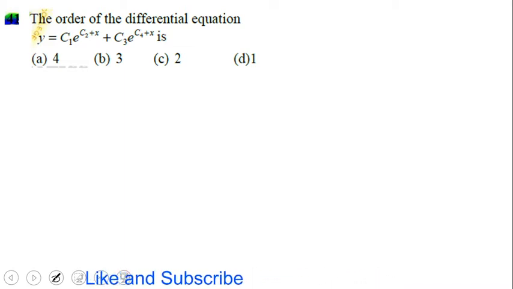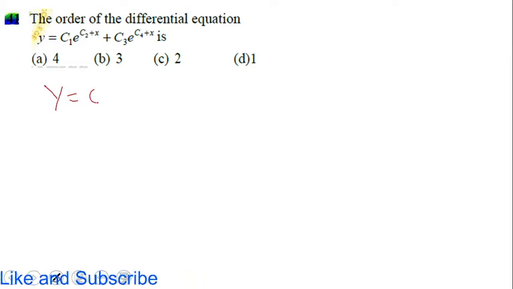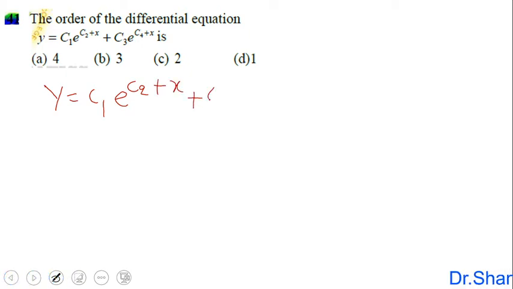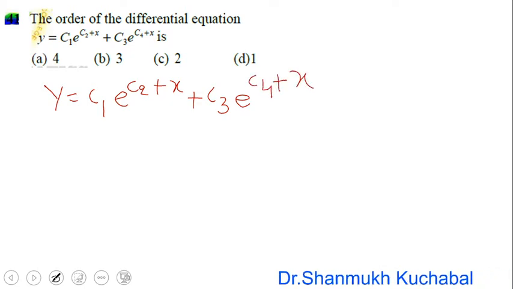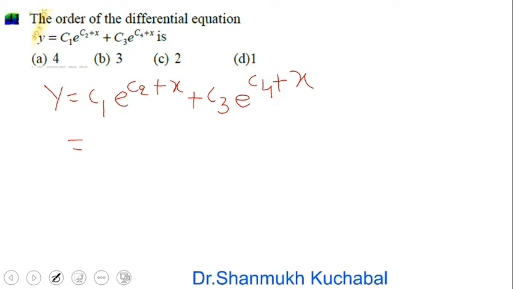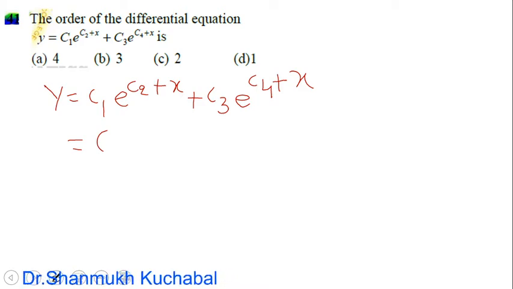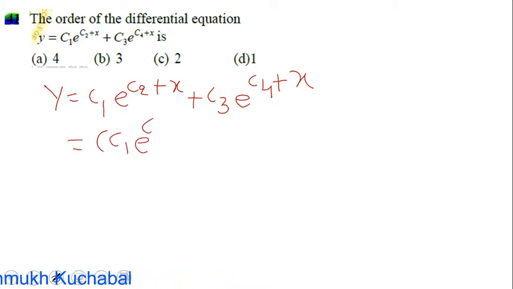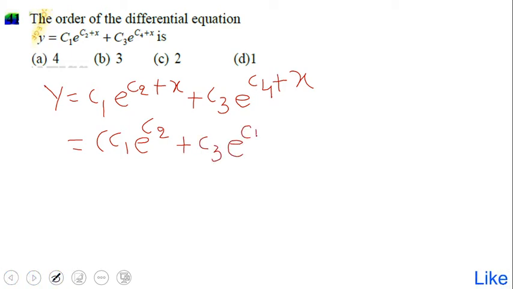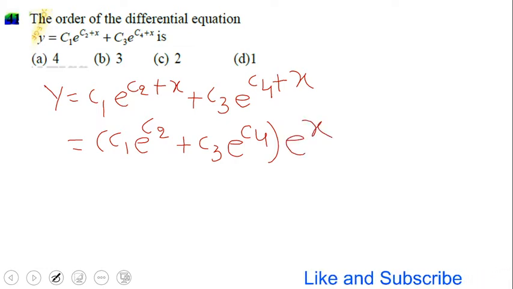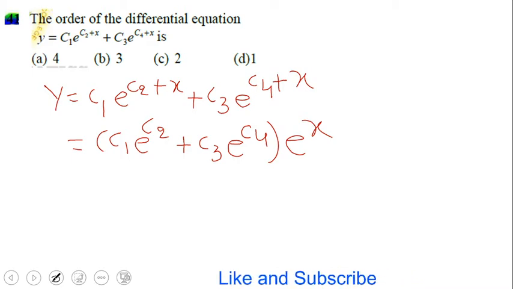Here it is given y equal to c1 e raised to c2 plus x plus c3 e raised to c4 plus x. Further, I take e raised to x as a common. So e raised to x we will take as a common. We are left with c1 e raised to c2 plus c3 e raised to c4. So we get e raised to x, and inside the bracket c1 e raised to c2 plus c3 e raised to c4.